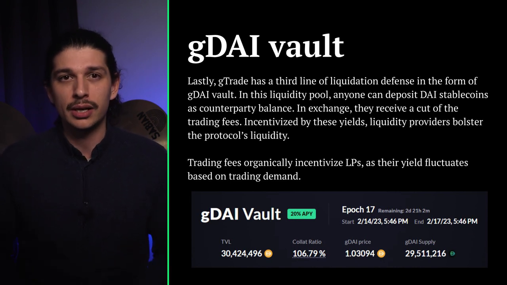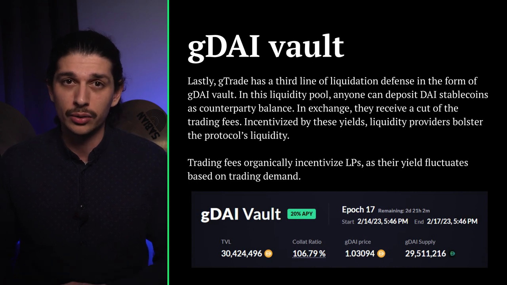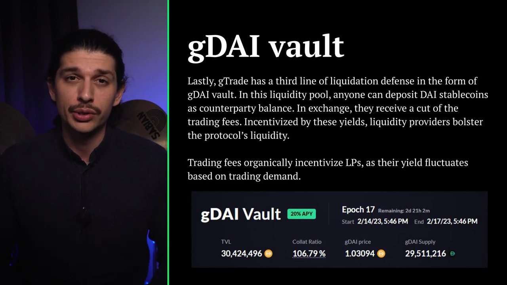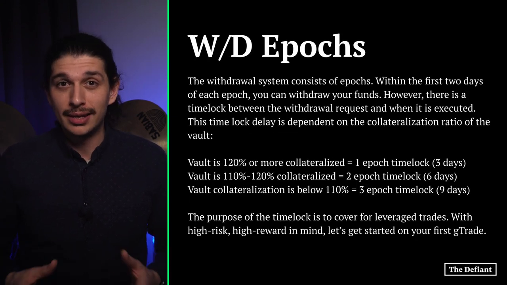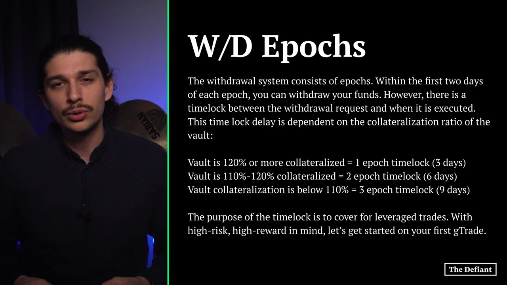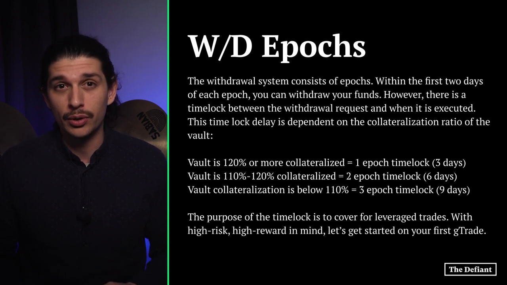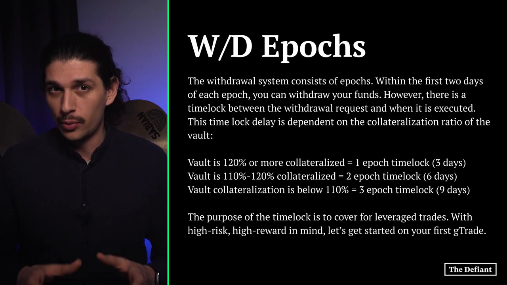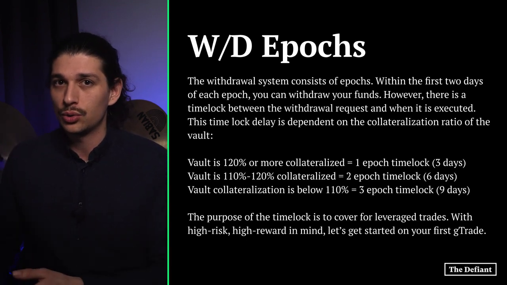Whenever you deposit DAI in the vault, you will receive a liquid GDAI ERC20 token, which represents your ownership of the stake. Okay, so there are nice returns to be generated, and the next logical question is, how does one go about withdrawing? The withdrawal system consists of epochs. Within the first 2 days of each epoch, you can withdraw your funds. However, there is a time lock between the withdrawal request and execution.